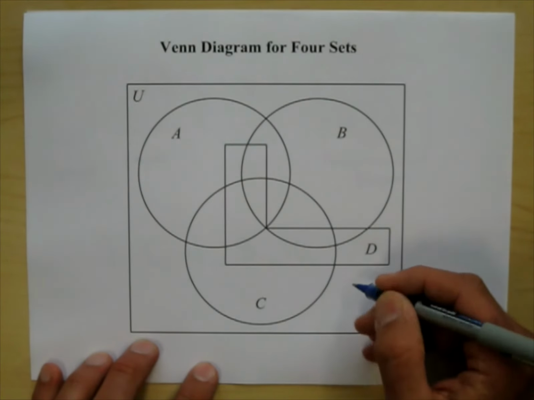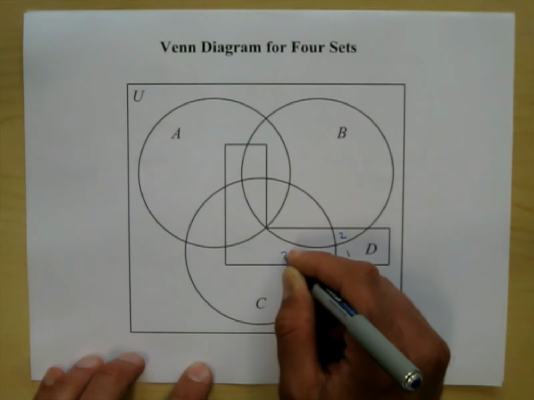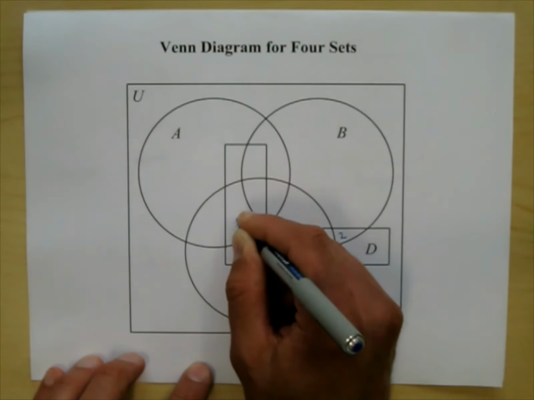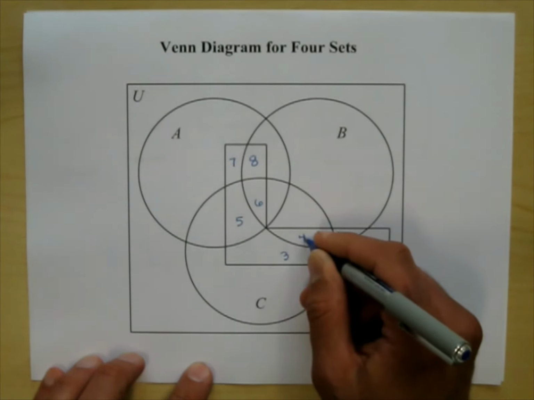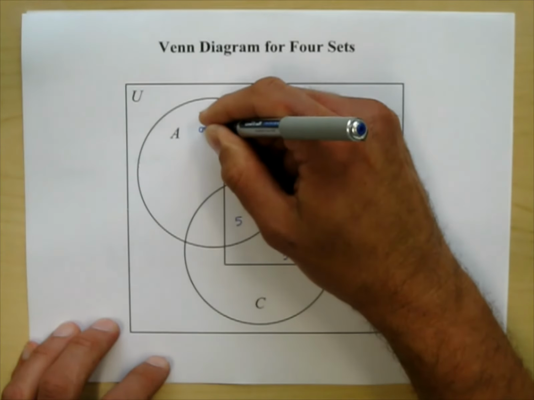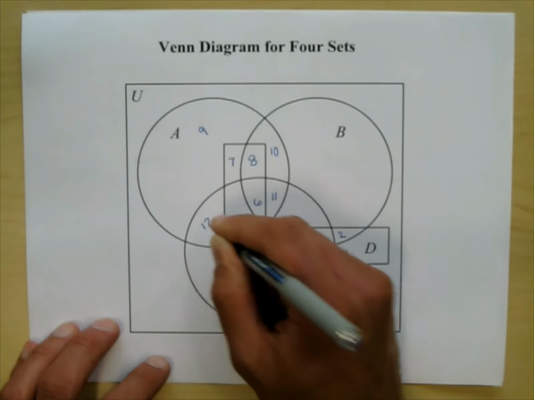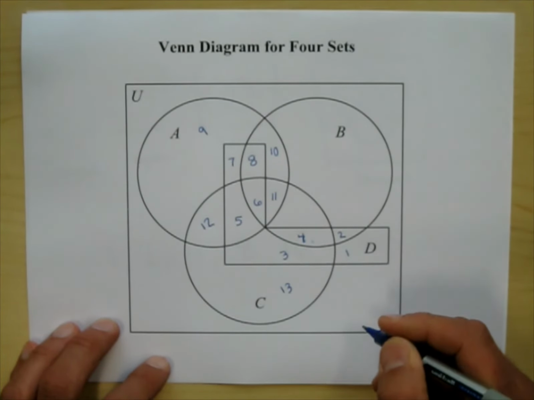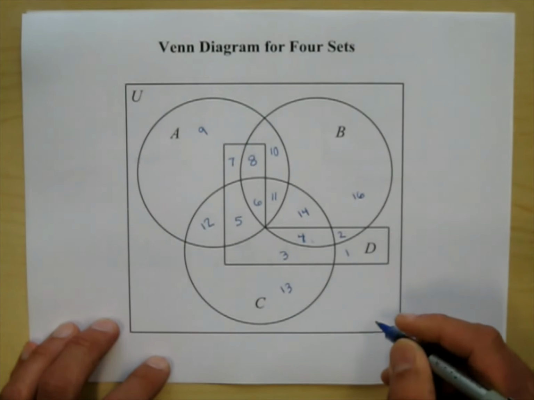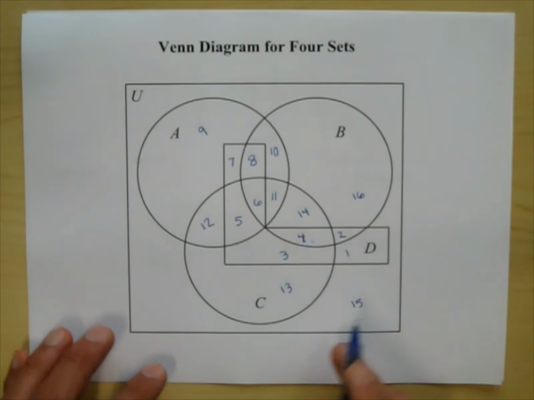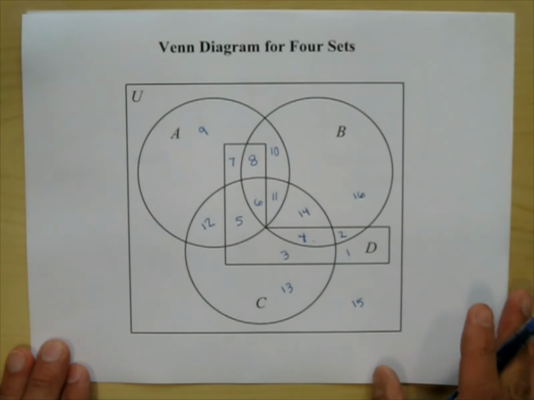In fact, I'll number them so we don't count them twice or miss one. So 1, 2, 3, 4, 5, 6, 7, 8. You're not going to need to know this, and I think I've smeared some of the ink. 9, 10, 11, 12, 13, 14, 15, 16. There are 16 regions in there. So you don't have to worry about that. That's just for people who are interested.